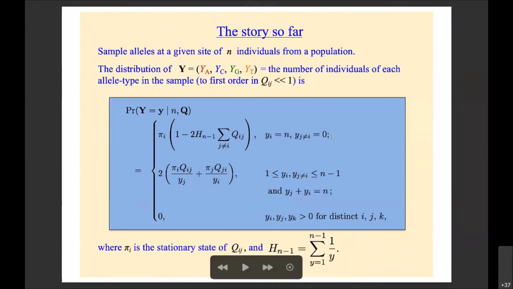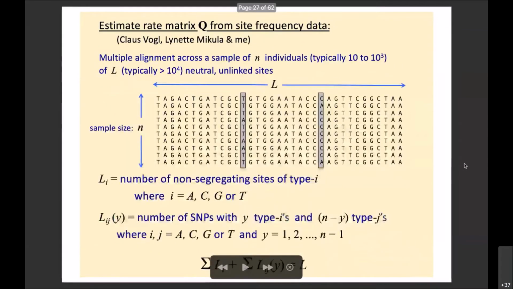Okay, so we've got the sampling distribution. That's the story so far. So what did Klaus and Lynette do with this? I'm a mathematician, so I'm absolutely lousy when it comes to applying things to real data. But luckily they had some real data, and we looked at the sampling distribution, and we did quite a nice calculation of estimating the mutation rate matrix from a multiple alignment of neutral sites.